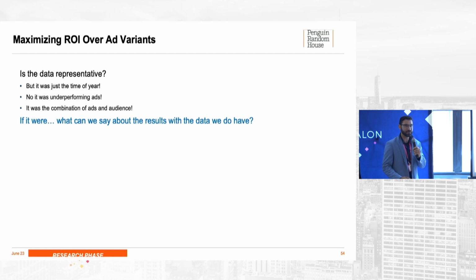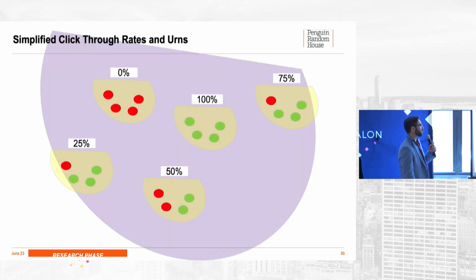And in the end, more testing is better, and if you want to raise new questions, then you raise new experiments. But if the data is representative, what can we say about it? That's the main question. So I'm going to simplify things for a second.